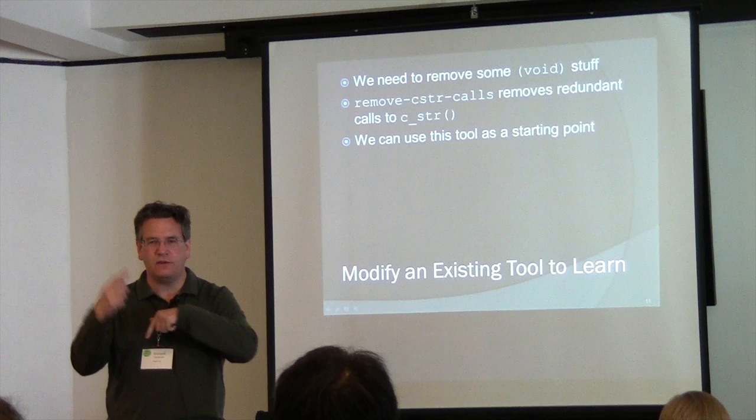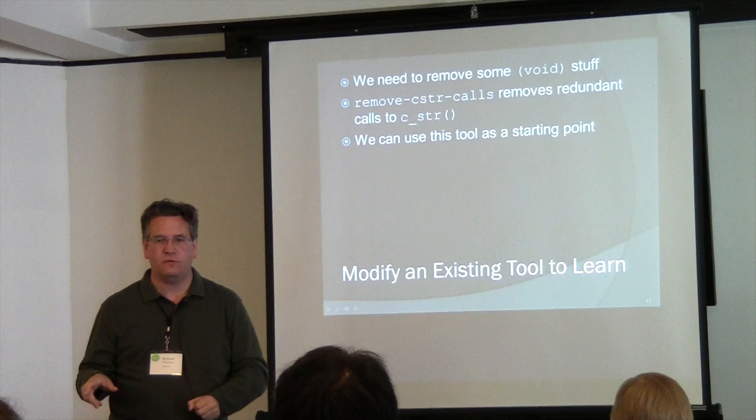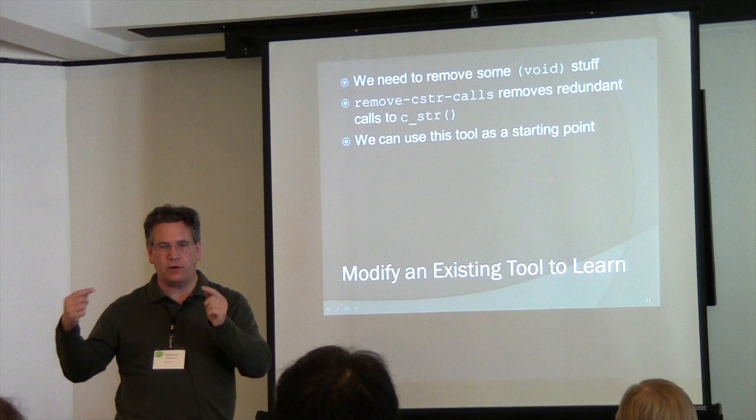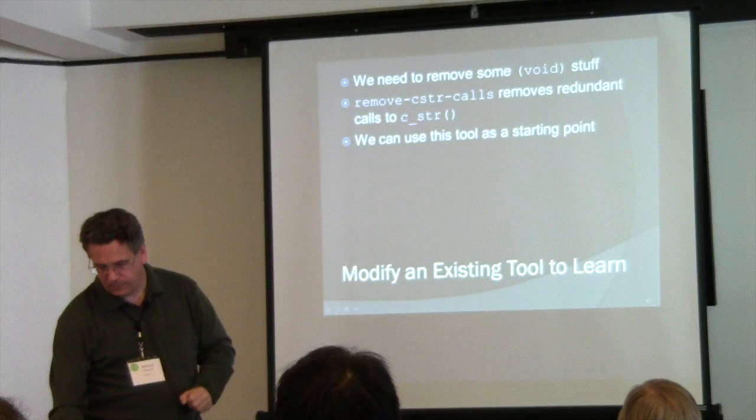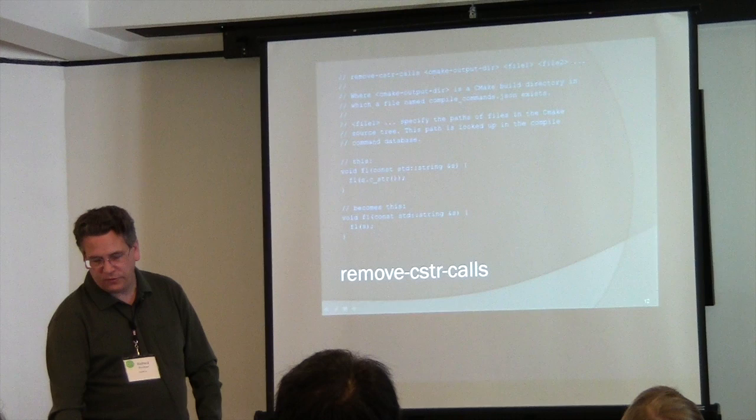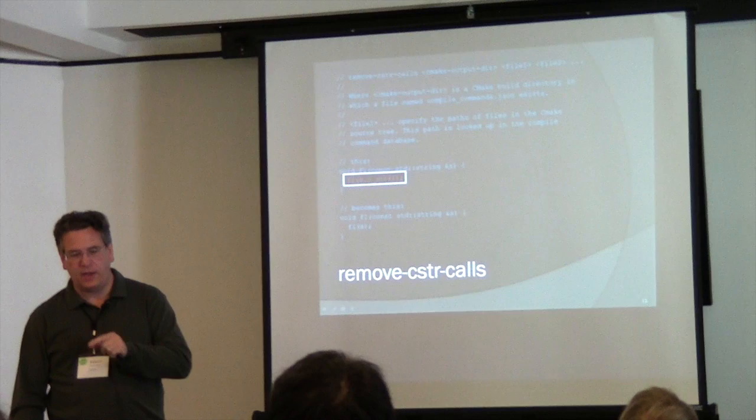What remove CSTR calls tries to do is identify functions that receive arguments by standard string, but the actual argument that we passed it was a standard string on which we called CSTR, and then it just removes the CSTR. So we can use that tool as a starting point. Here's an example of what this tool does. Here's a call to a function that takes a standard string, but we've passed it the CSTR result of a standard string. Can you guys see that?